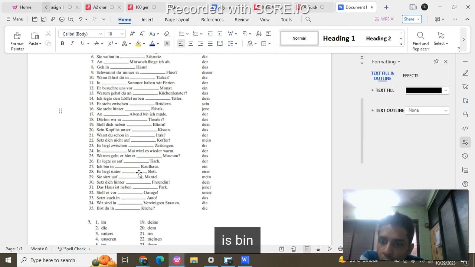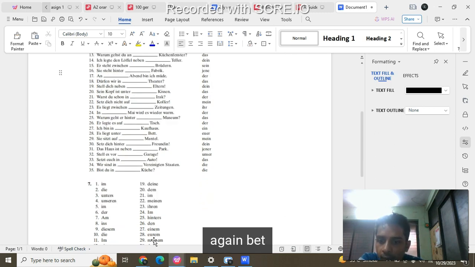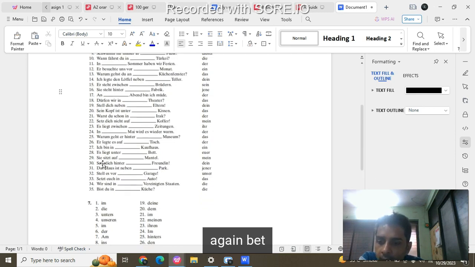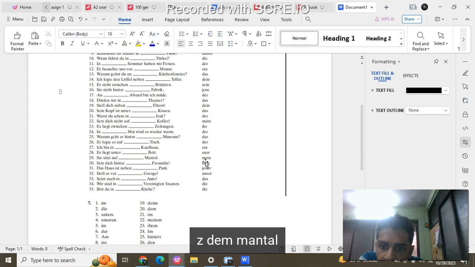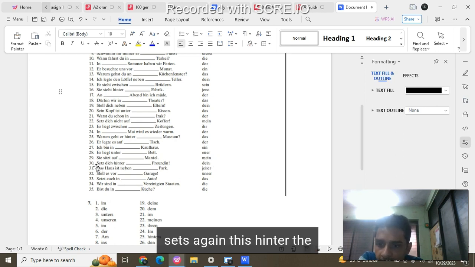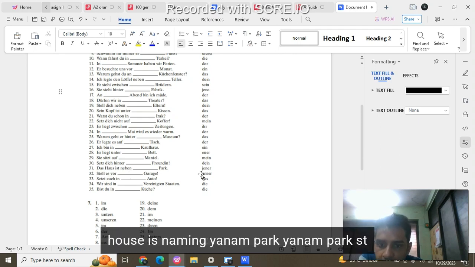Ich bin, sein always dative. Ich bin in einem Kaufhaus. Dative. Er liegt, again dative, unter eurem Bett. Sie sitzt auf meinem Mantel. Auf is dative. Setz again the accusative. Setz dich hinter deine Freundin. Accusative form. Das Haus ist neben jenem Park. Jenem Park.